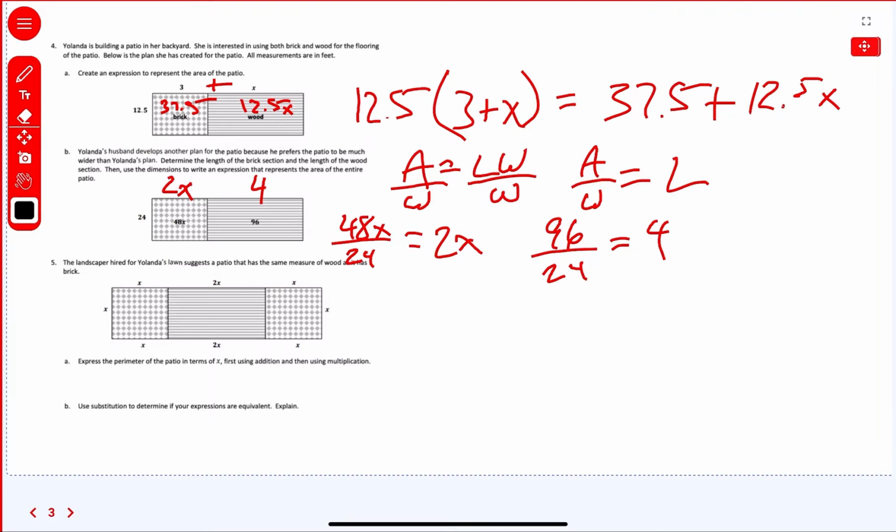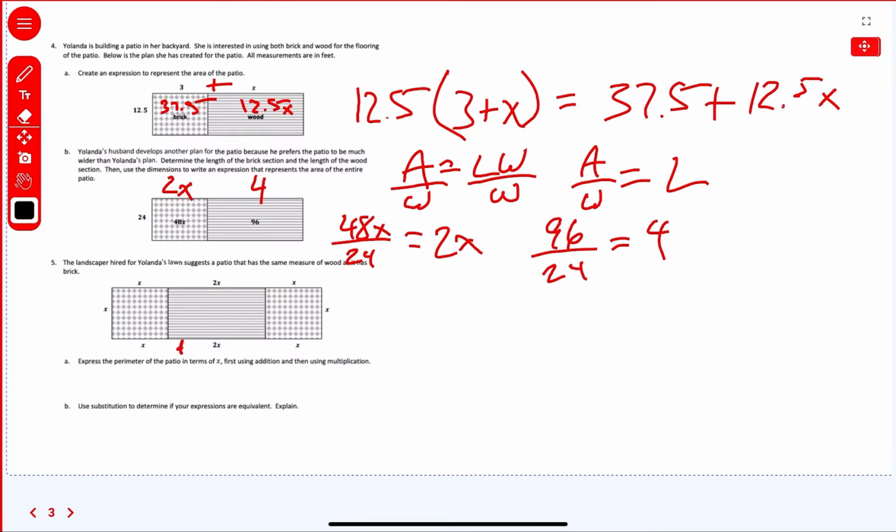Number 5 says the landscaper hired for Yolanda's lawn or garden suggests a patio that has the same measure of wood as it has brick. Express the perimeter, we're talking about perimeter, not area, of the patio in terms of x, first using addition and then using multiplication. So if we're going to do it using addition, what do you do to find perimeter? Add up all the edges, right?